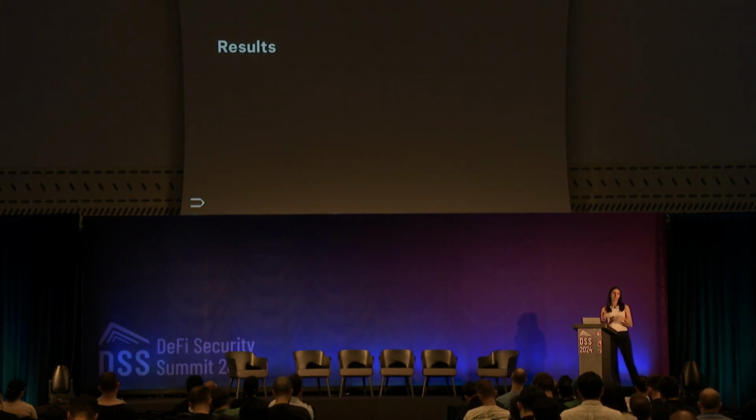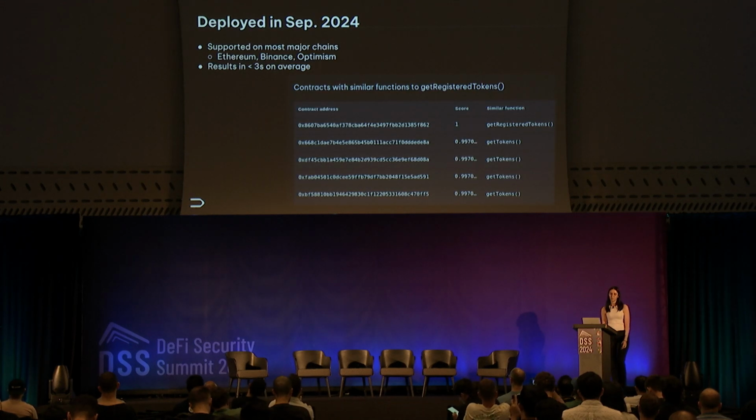So we did this. How did it work? We deployed it in September this year. We support most major chains that have EVM bytecode, and you can query any public function and get results in, on average, less than 3 seconds. That's the worst case I've seen.